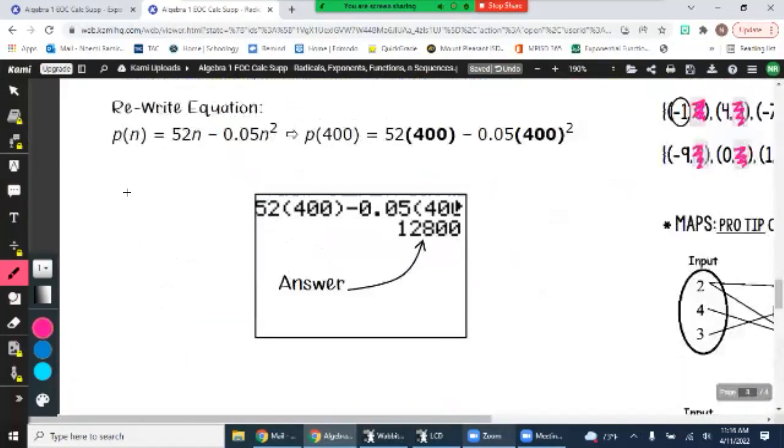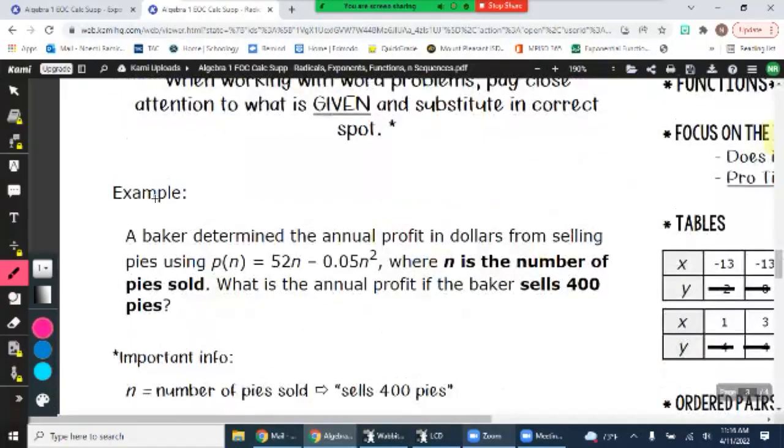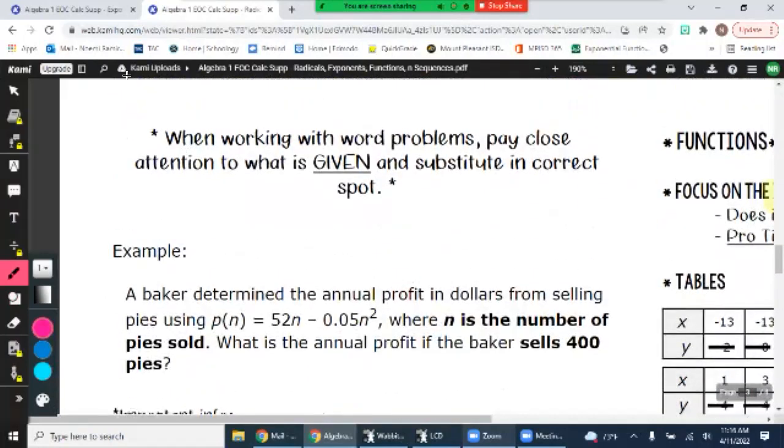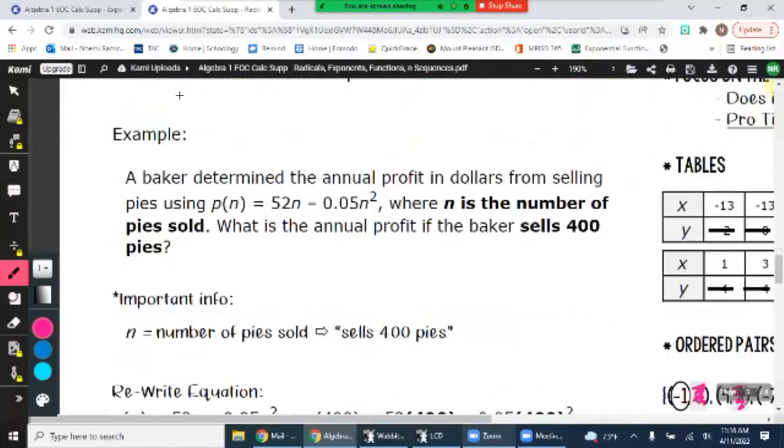Next page. Here's another one, but it can be given. It says, when working with word problems, pay very close attention to what is given and then substitute in the correct spot. So look at this problem. It says the baker determined the annual profit in dollars from selling pies. It gives you the equation. N is the number of pies sold. It says, what is the annual profit if the baker sells 400 pies?